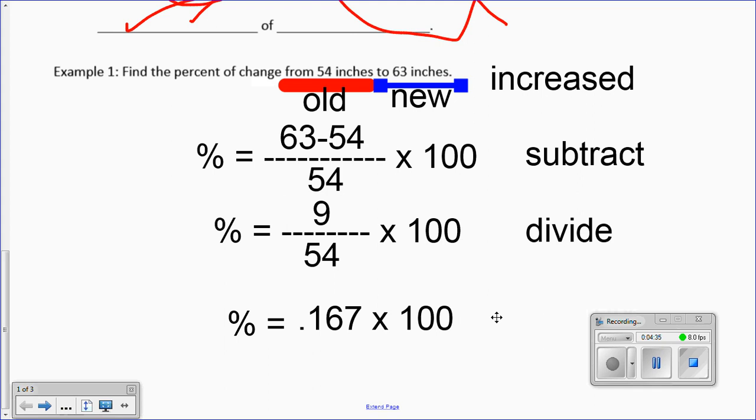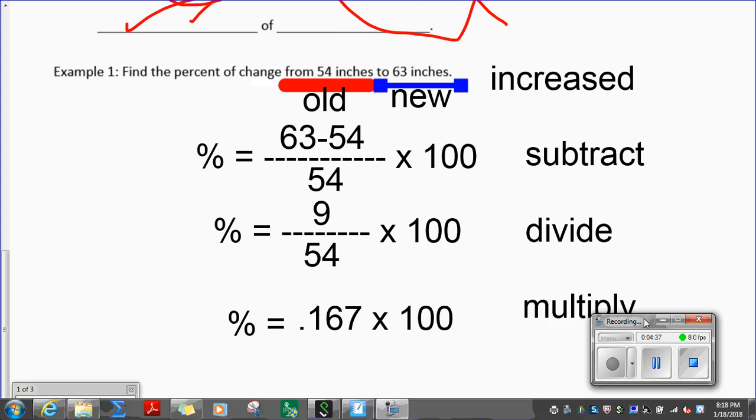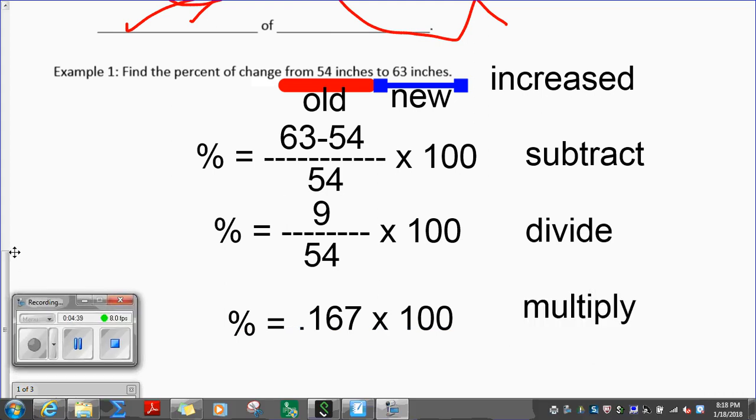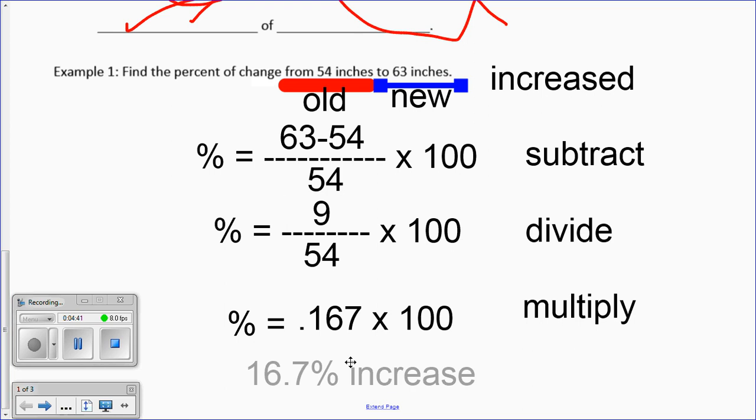And then we can go ahead and multiply. I'm going to move this over here. Alright, so we multiply together. We get 16.7% increase. Okay, so that's all we're doing for this.